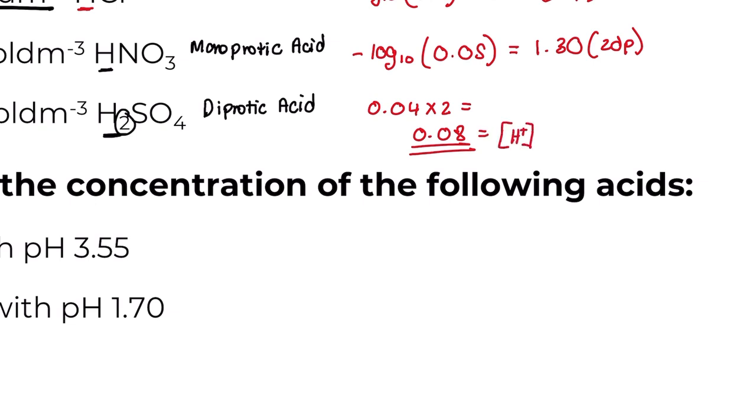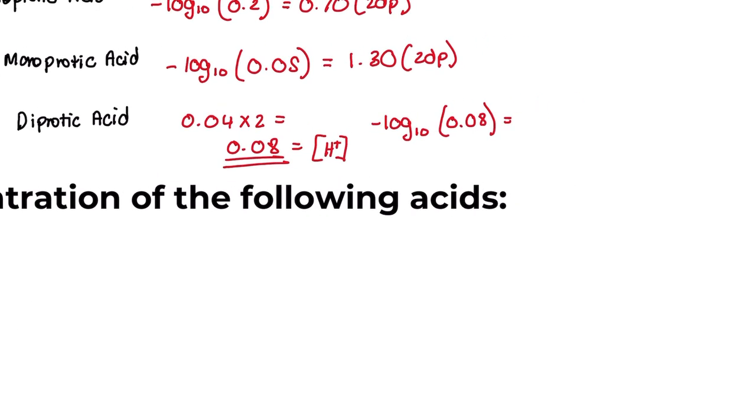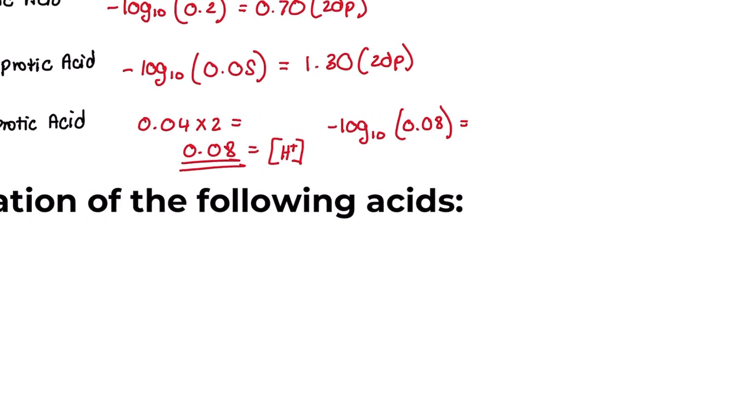Okay, and we're going to type this into our log expression. So minus log base 10 of 0.08. And if we type that in, we get an answer of 1.10 to 2 decimal places. Okay, so those are our 3 answers there for calculating pH.